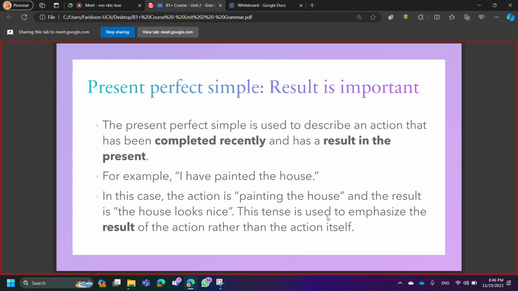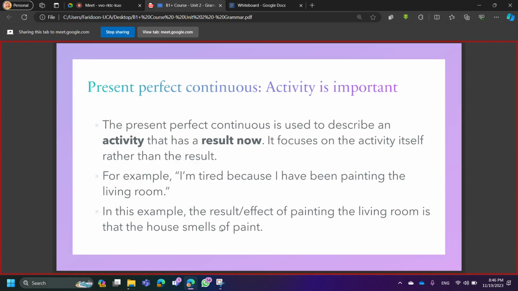And the result is the fact that the house looks nice. Okay? This tense is used to emphasize the result of the action rather than the action itself. Meaning that it focuses on the result and it doesn't really focus on the action. In other words, result is important. Result is more important than the action or the progress or the process itself. Okay? But what about the other one?